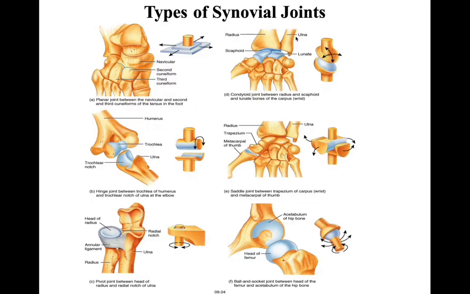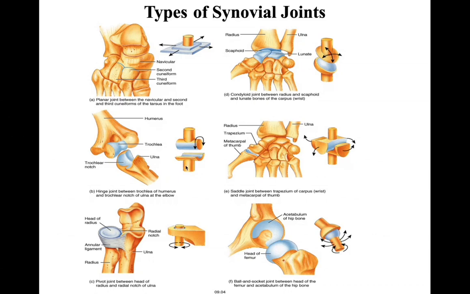So here we can look at the different types of synovial joints. They have different shapes that are going to allow for different movements. A planar joint is going to be between the navicular and second and third cuneiforms of the tarsal of the foot. So it's going to allow movement in these four directions. Condyloid joints, with the wrist, are moving in these four directions, but it's more sliding. Saddle joints are between the trapezium of the wrist and the metacarpal joint of the thumb.